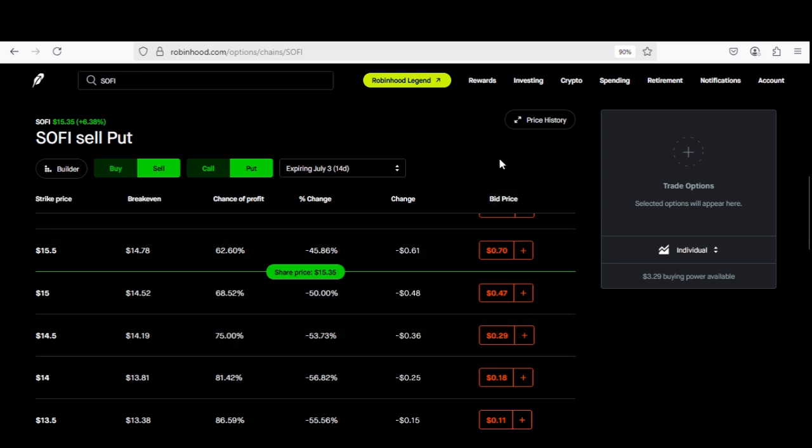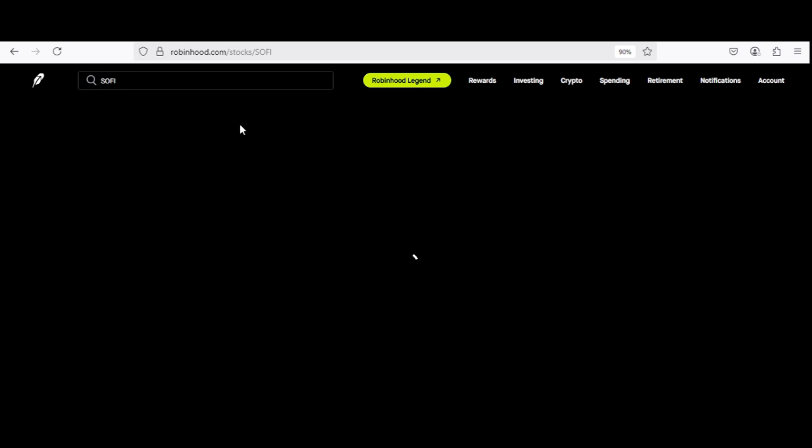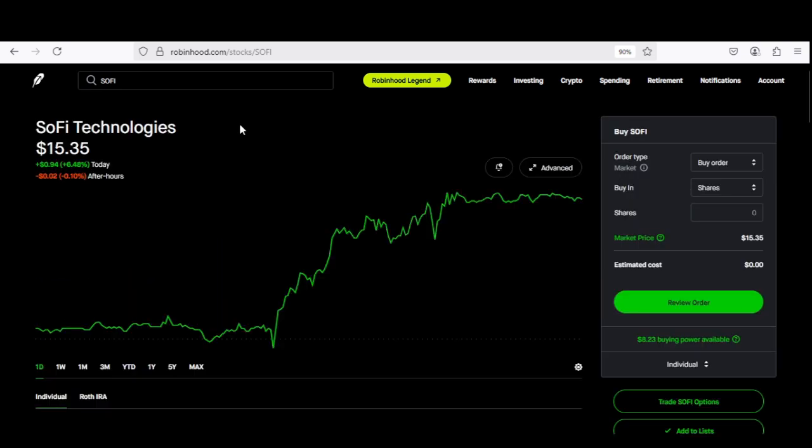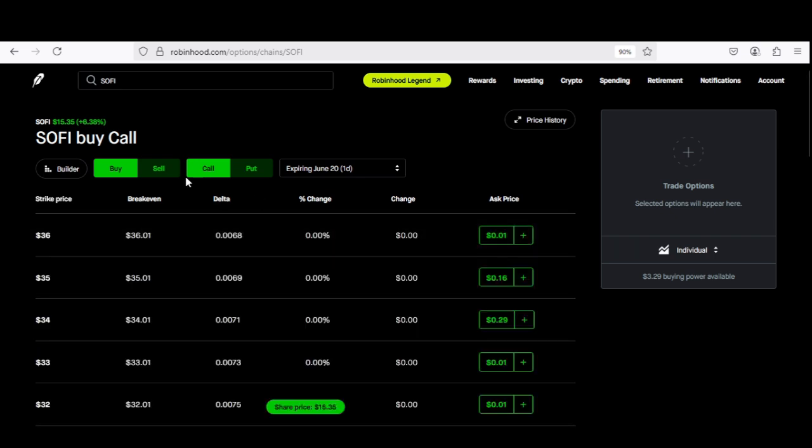Now, everyone has different perspectives of the market. So let's say you don't want to have cash in your portfolio. You actually want to own stocks in your portfolio. Well, here's a strategy you can use. Once again, we're going to go to trade SoFi options. We're going to go to sell and call right now.